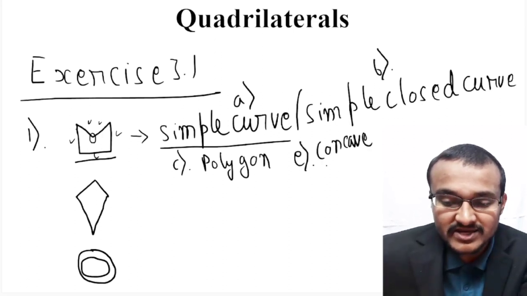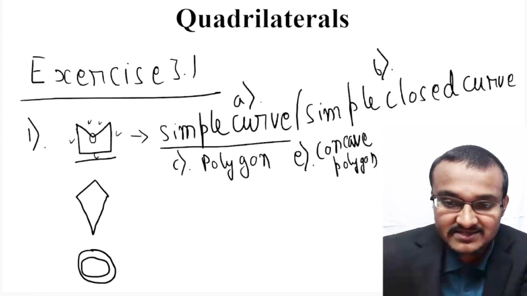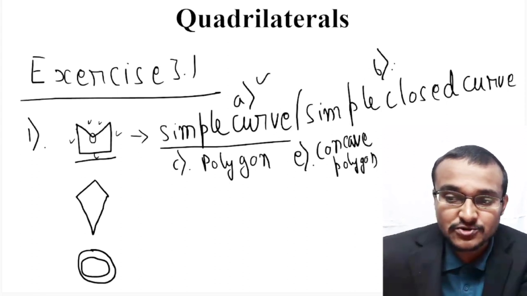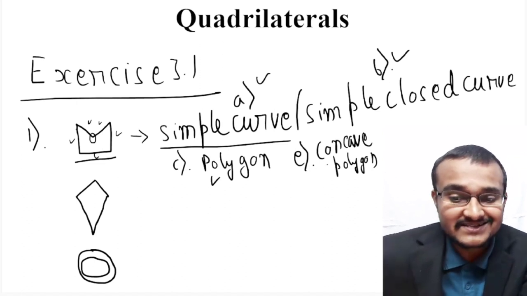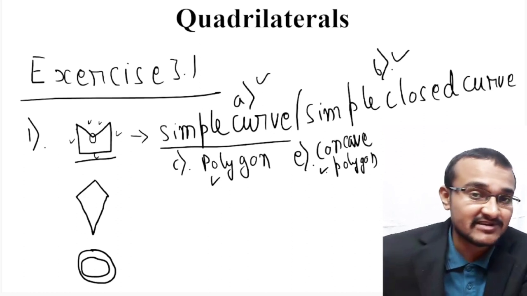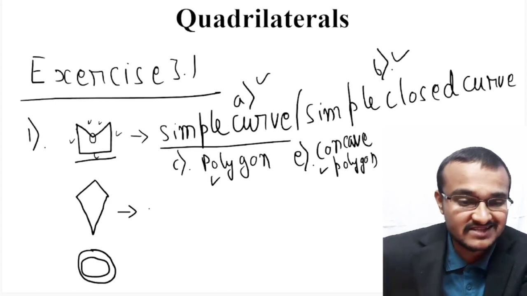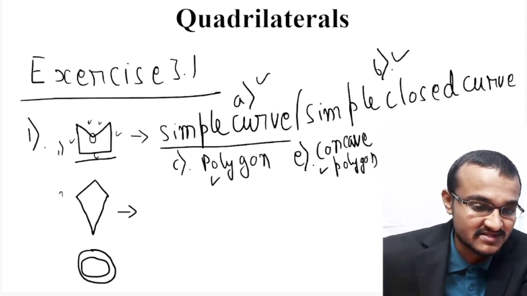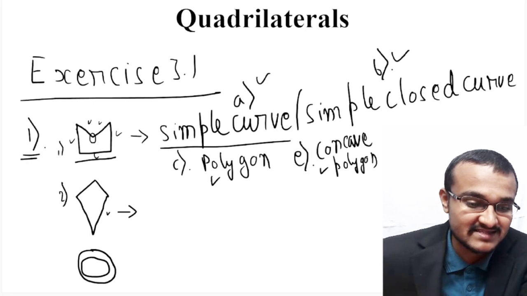So here you can see that 4 options are correct for this first image, because it is a simple curve, that is A is correct, a simple closed curve, that is B is also correct, and it is also a polygon, C is also correct, and it is a concave polygon, so E is also correct. D will not apply for this. Coming to the second figure which they have given, in this second question they have given this particular figure. Here also you can see only line segments are formed to form a simple closed curve.